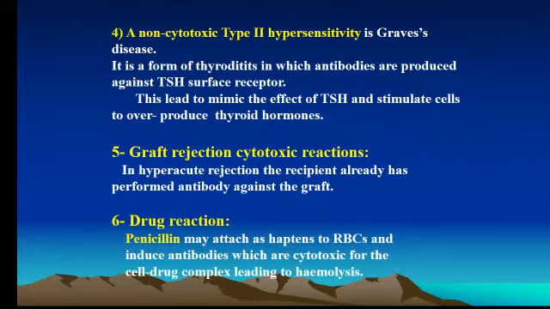Graves' disease is a form of thyroiditis in which antibodies are produced against TSH surface receptors. This leads to a mimic effect of TSH and stimulates cells to overproduce thyroid hormones.